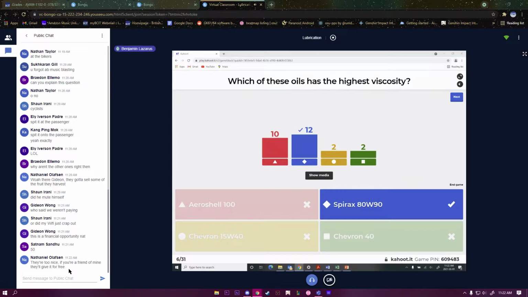Okay, so a lot of people missing this one. The 80W90, because this is SAE, and you can tell with a W in the middle, is going to be thicker than the Aeroshell 100. All right, let's move along.